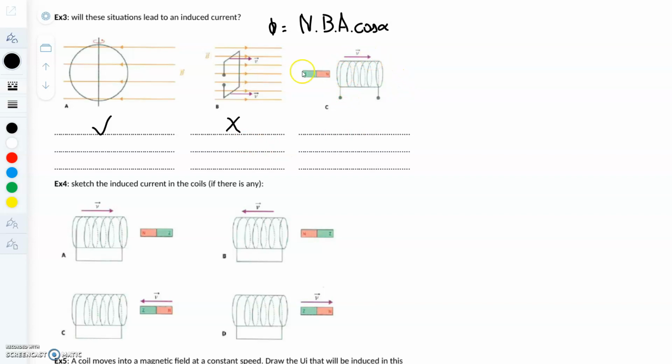If we take a coil and we have a magnet nearby and we move the coil, you would also change the magnitude of the magnetic field inside of that coil. You would get a decrease in flux, which means this one will actually be good to go.